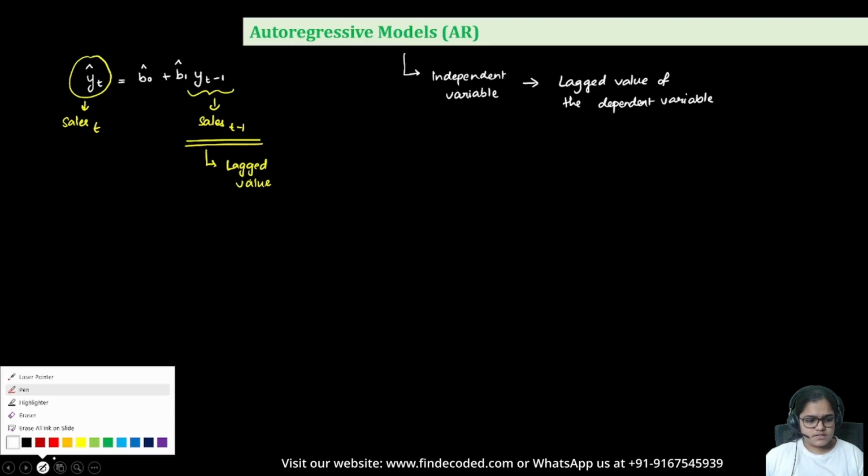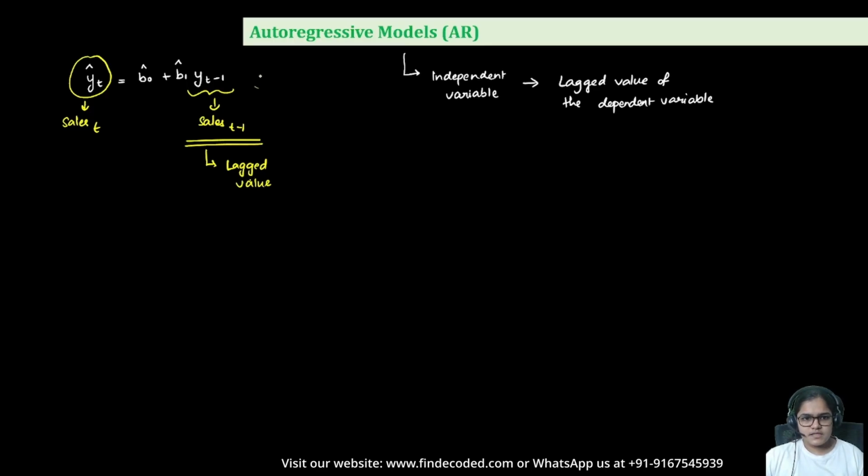Now this is an example of a single lag. This is called AR1 because it has one lag. This is the dependent variable, and I have up to one lag of the dependent variable as my independent variable.